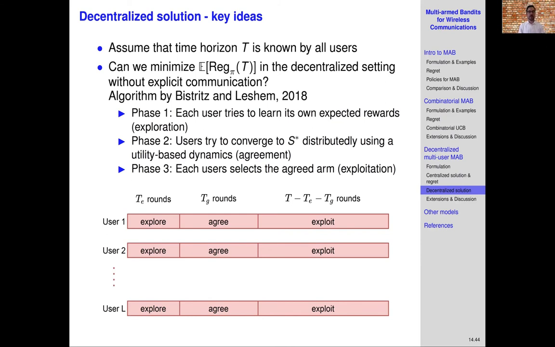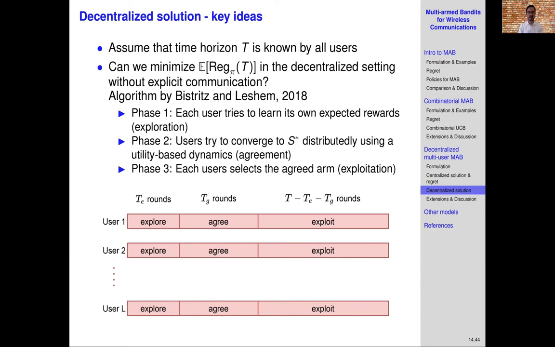They propose an algorithm that has 3 phases. The first phase is exploration phase. In the exploration phase, each user tries to learn its own expected rewards. This phase lasts for TE rounds. The second phase is agreement phase. In this phase, users try to converge to the optimal superarm distributedly using a utility-based dynamics. This phase lasts for TG rounds.